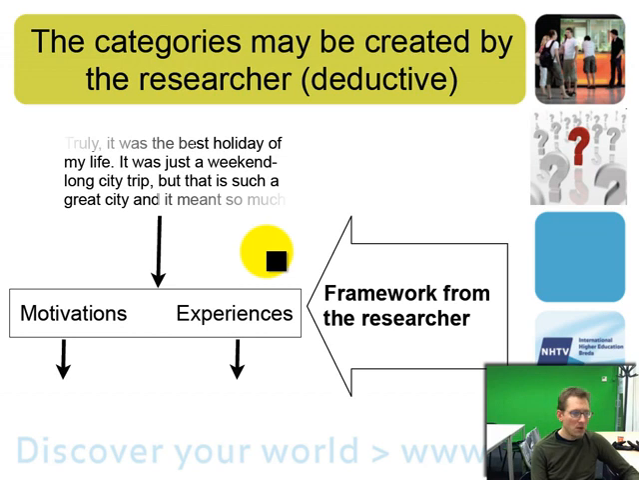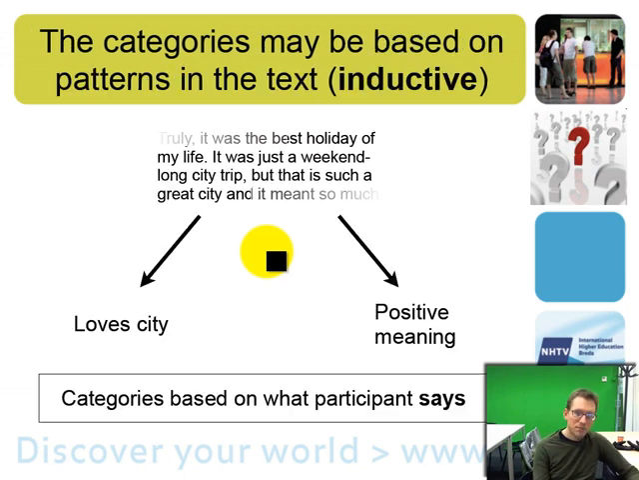This first approach, where you make up the categories before looking at the text, is called deductive coding. Here, you as the researcher decide on some categories ahead of time, then sort the text into these categories, like motivations, experiences. These categories in general, the researcher brings from the literature, from some kind of theory read about that suggests people's motivations or experiences belong in somehow separate categories.